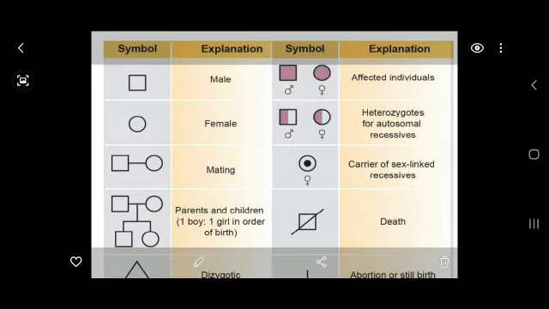So if it is a circle, then it will be a female. If it is a square, then it will be a male. If the circle is given here, you see, then it is a female. If instead this is a square, then it represents a male. Okay, this is a male carrier. This is a male carrier. If the square or circle is crossed out, then it is called the death of the person.